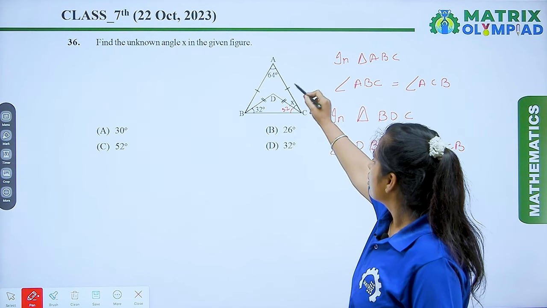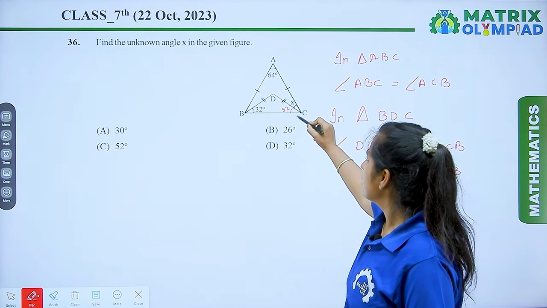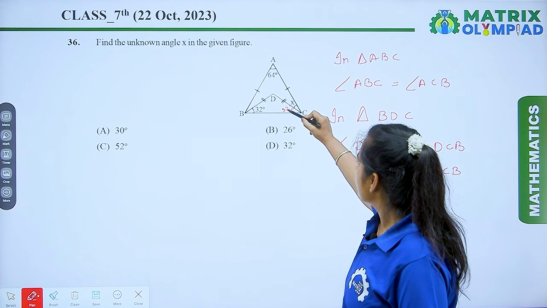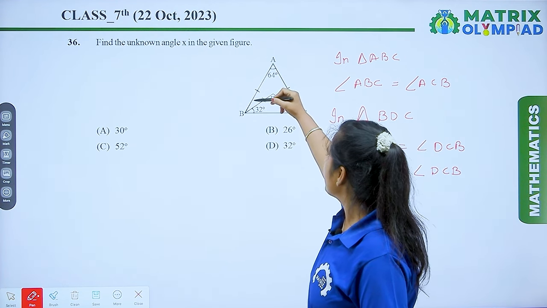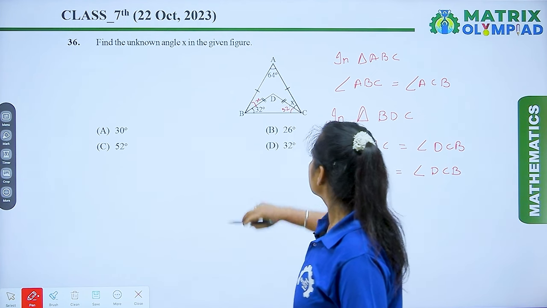Now, in triangle ABC, angle B is 32 plus X. This is also X.